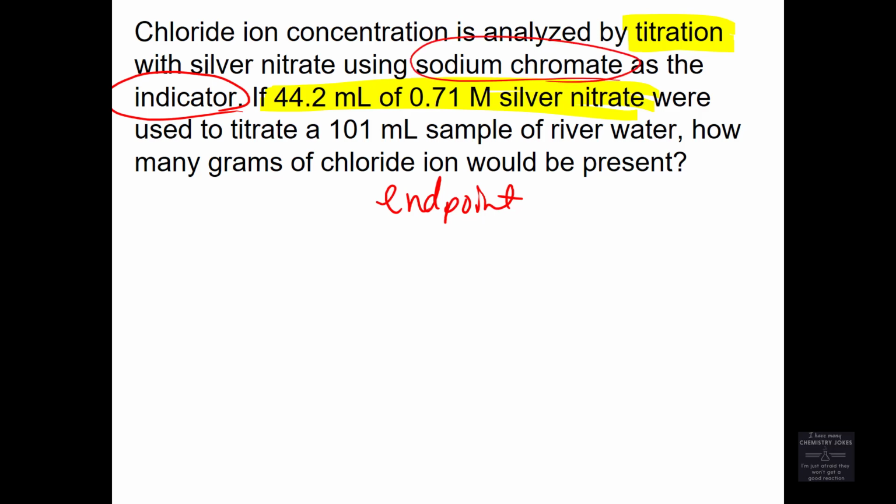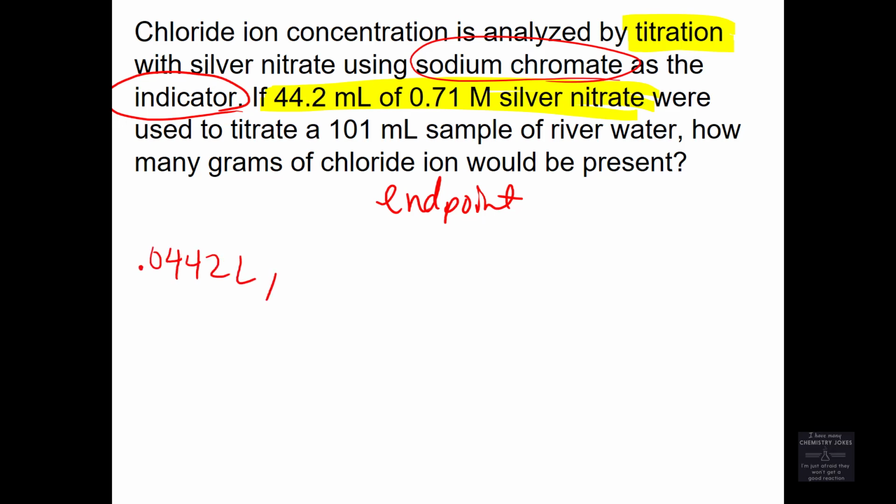So when this says sodium chromate is the indicator, sodium chromate has no bearing on this reaction whatsoever. It just sends a visible color change signal saying your reaction is finished. So that little bit is totally extraneous information as far as what we're trying to figure out, the grams of chloride ion present. An indicator is absolutely essential in the titration, but irrelevant as far as the math we're going to do.